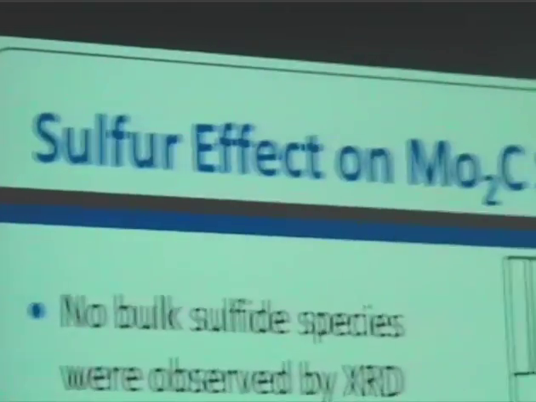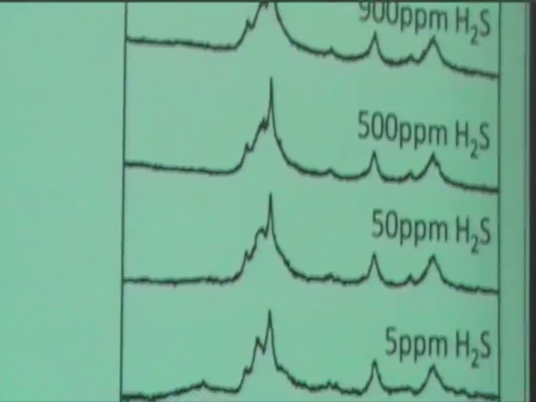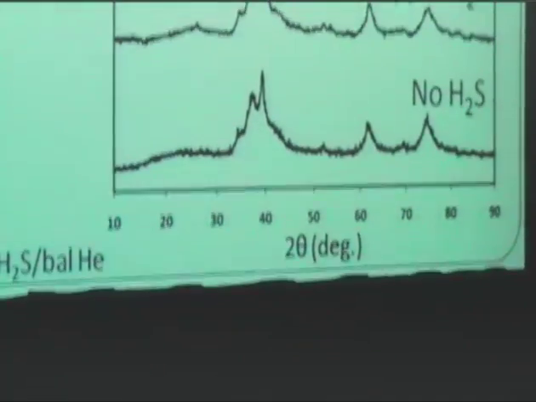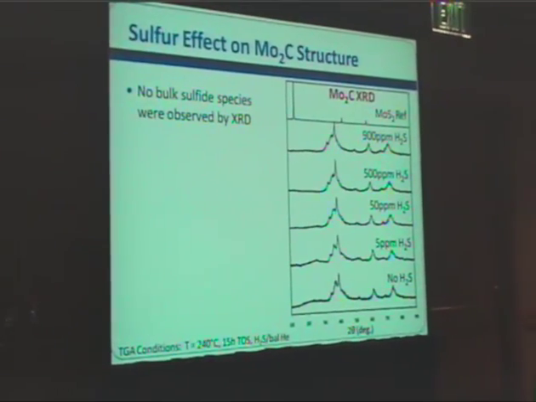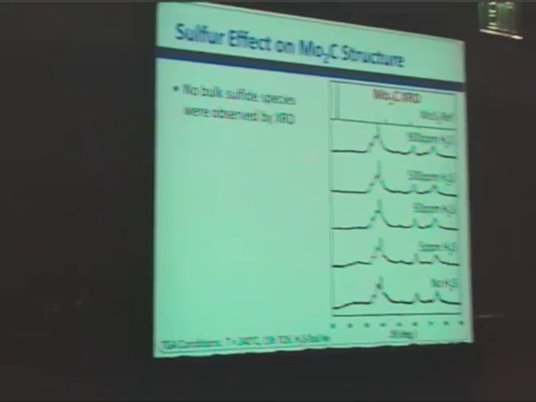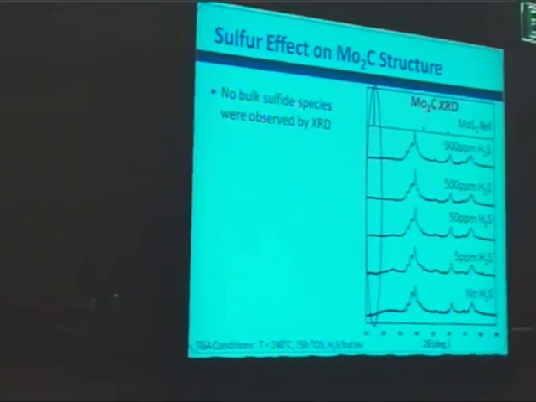Are there any changes? So we exposed molybdenum carbide to different concentrations of sulfur with balance helium in the TGA for 15 hours on stream, and then we performed X-ray diffraction. And what you see here is that there are no peaks at about 15 degrees that would correspond to any bulk sulfide formation. So even up to about 1,000 ppm at 240 degrees C, we don't see any change in the bulk structure. So these materials are relatively resistant to bulk sulfidation.